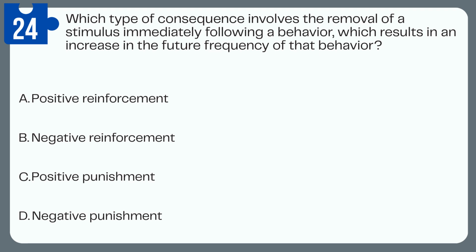Question 24. Which type of consequence involves the removal of a stimulus immediately following a behavior, which results in an increase in the future frequency of that behavior? A. Positive reinforcement. B. Negative reinforcement. C. Positive punishment. D. Negative punishment.